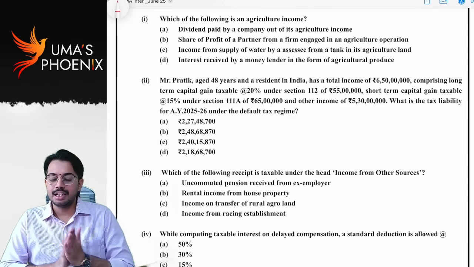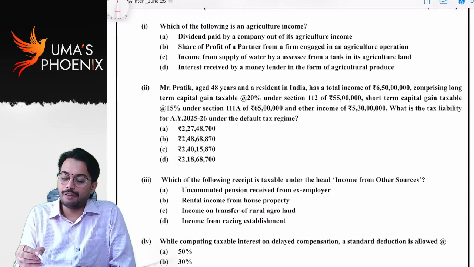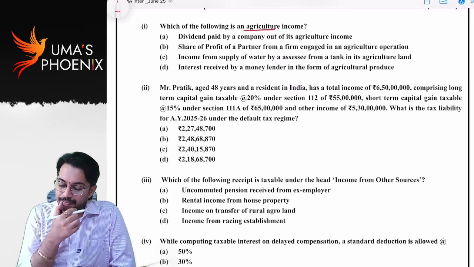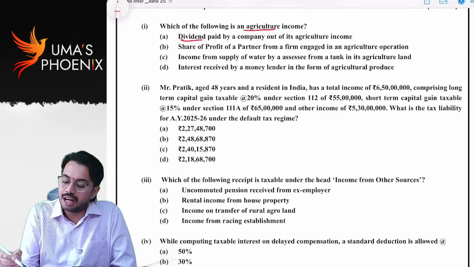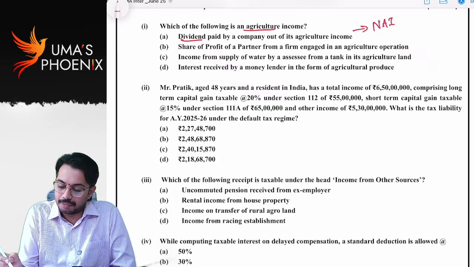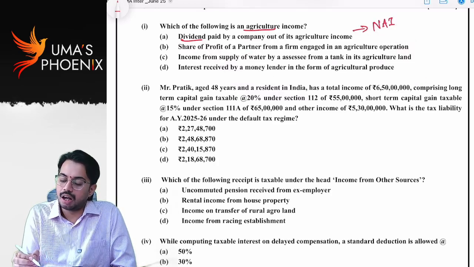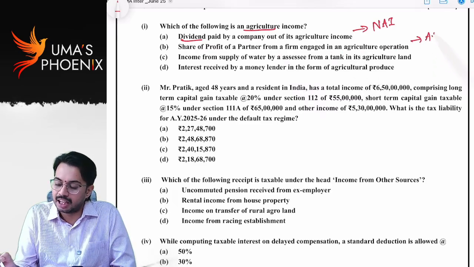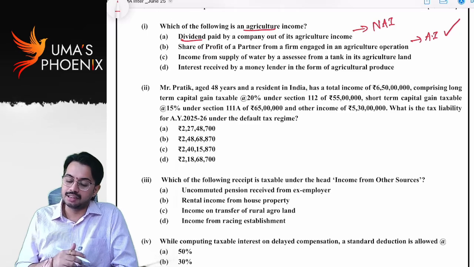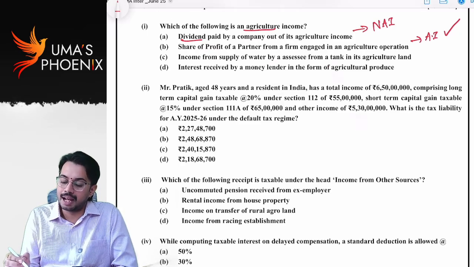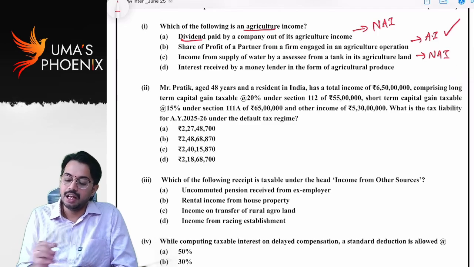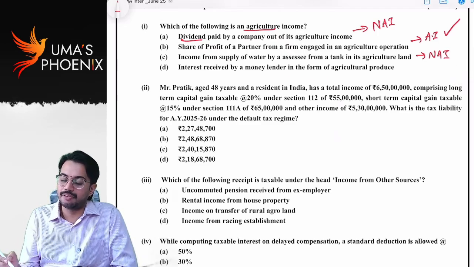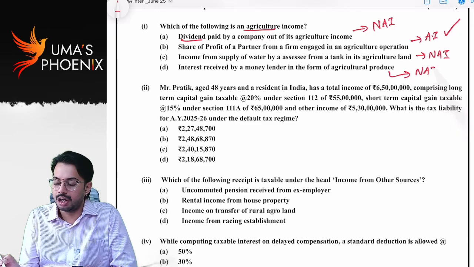Okay, let's quickly start. Which of the following is an agricultural income? Dividend paid by a company out of its agricultural income. Such dividend is not an agricultural income. Share of profit of a partner from a firm engaged in agricultural operation. This is agricultural income. I think this is the answer. Income from supply of water by SSE from a tank in agricultural land. This is also non-agricultural income. Interest received by money lender in the form of agricultural produce. That is also non-agricultural income.